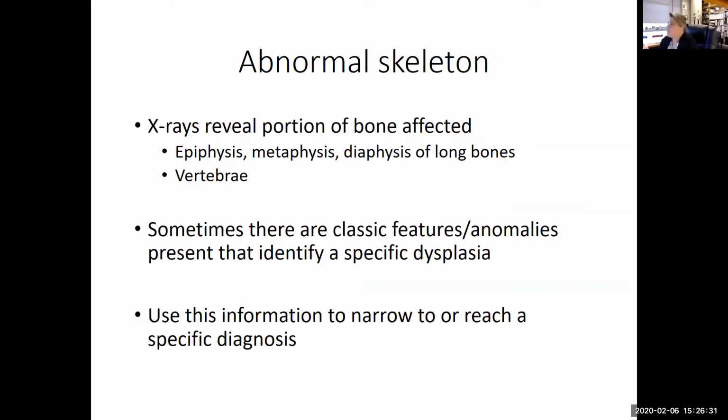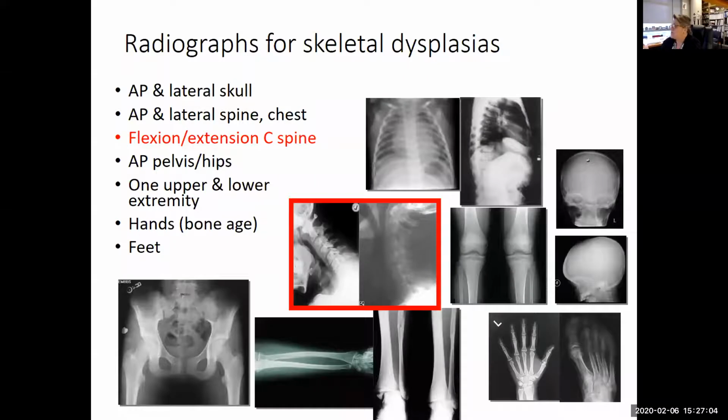The skeleton itself, then, moving into the infants now born and we're evaluating them in clinic, x-rays are sometimes very, very helpful to really narrow down which parts of the bone are affected and is the spine affected as well. Sometimes there are very classic features or anomalies that point you towards a very specific dysplasia, but sometimes you're only able to use the spine, yes or no affected, and which part of the long bone is affected to narrow that down. So this image shows you all the component parts of a full skeletal survey that you may do in order to assess all these parts of the skeleton.